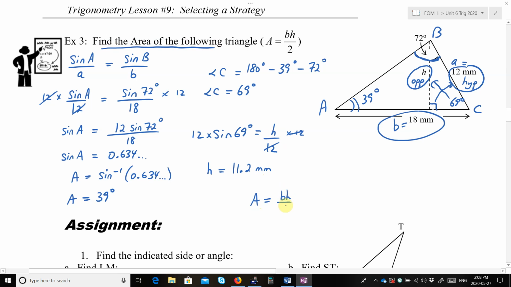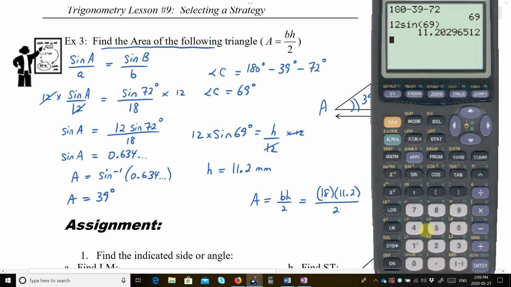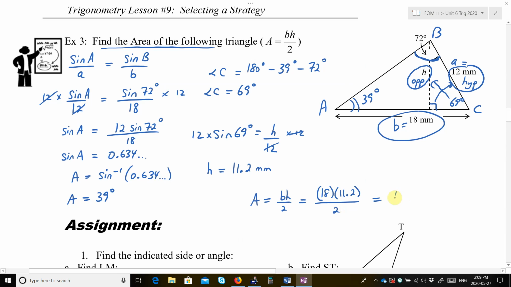It says find the area of the following triangle. Area is equal to base times height divided by 2. So it's 18 times 11.2 divided by 2. 18 times 11.2 divided by 2, and we get 100.8. And the 18 was in millimeters and the 11.2 was in millimeters, so that's going to be millimeters squared.